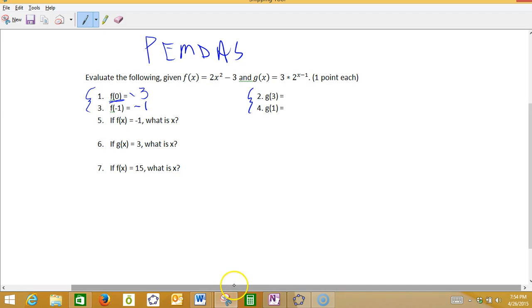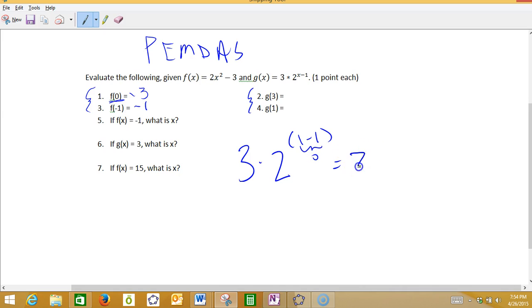Let me show this here. So if we're going to take 3 times 2 raised to the x minus 1 power, let's let x be 1. So what we get is 1 minus 1 is 0. So we get 3 times 2 raised to the 0. Right now, just understand anything to the 0 power has a value of 1. We'll explain that later. So we get out a 1 here, and then we take that times our 3. So 3 times 1 is 3.